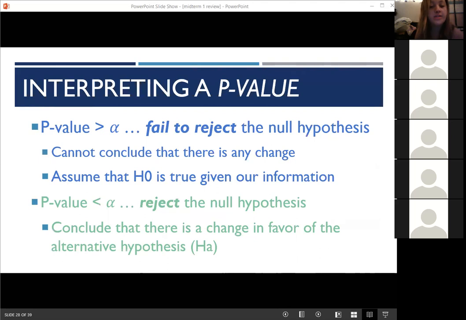But if our p-value is less than alpha, meaning there's a low probability that we got our result from random error, then we're going to end up rejecting the null. So we're saying we think there's some sort of change. We're rejecting the fact that there's no change.